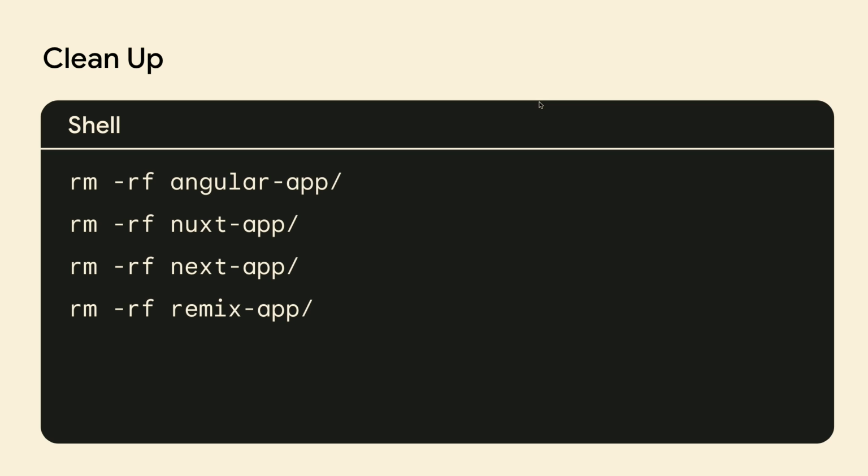So again, the commands that I ran there, and you don't have to do this locally, but if you're following along with me on Cloud Shell, I just needed to clean up a little bit of space for myself here. So it's rm -rf angular-app, nuxt-app, next-app, and remix-app. So that just gives me a little bit more space. And with that, we can move on to SvelteKit.